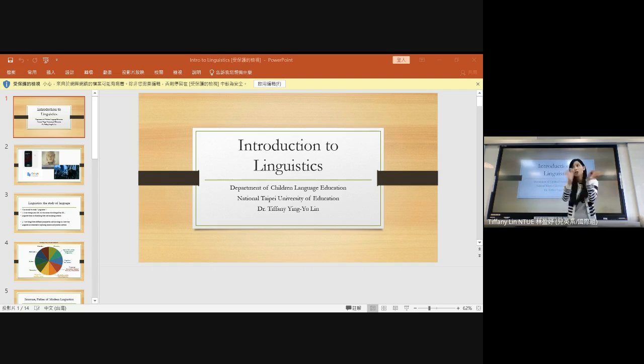As an English educator, or as a teacher in the future, I think this is very important. You have to know the reasons why we're here, as a teacher, as a student, and as a future educator. Okay, all right, so first let's take a look at these pictures.